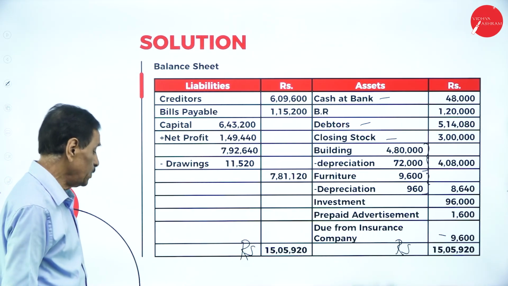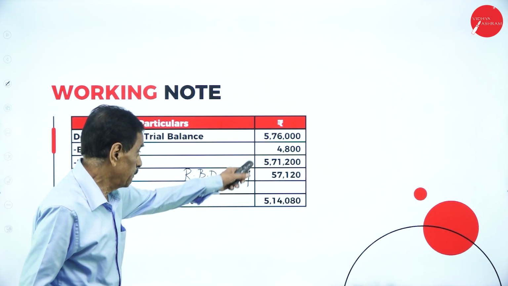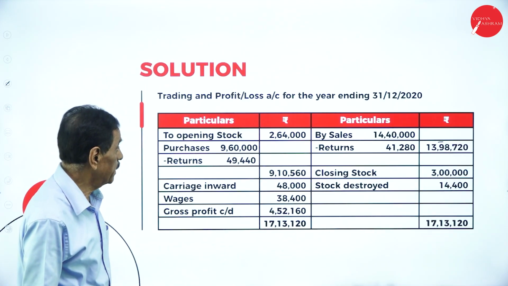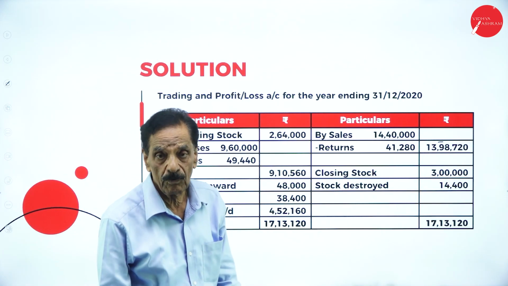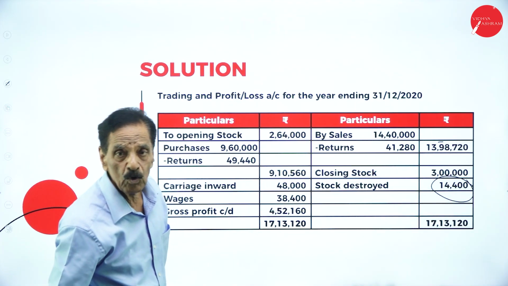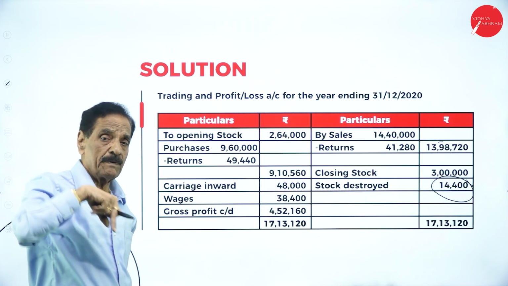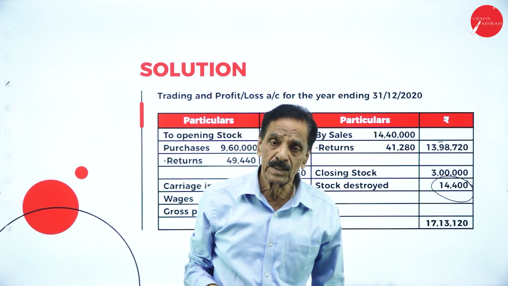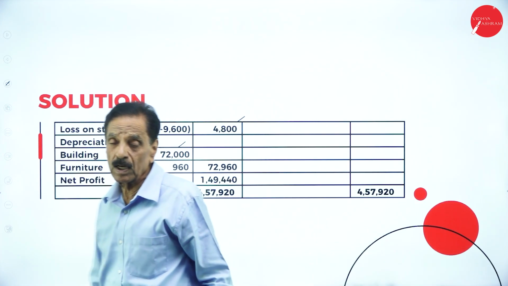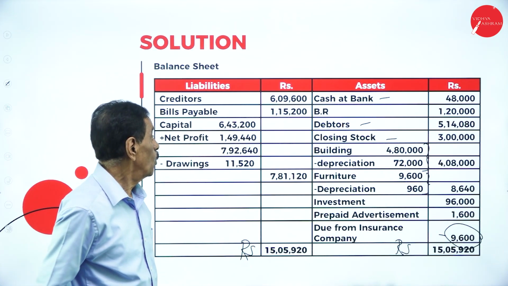Regarding this trial balance, you must be very careful. This is debtor as per trial balance minus bad debt in the adjustment minus RBD. This should be taken. Then stock destroyed full value will come on the trading account. Whatever the amount you are going to receive will come on the assets of the balance sheet. Difference will come in profit and loss account as loss on stock destroyed. Then your net profit is 1,49,440. Due from insurance. Hope you understand.